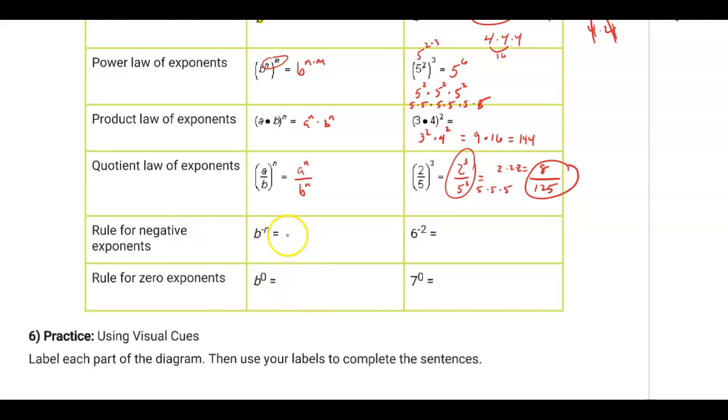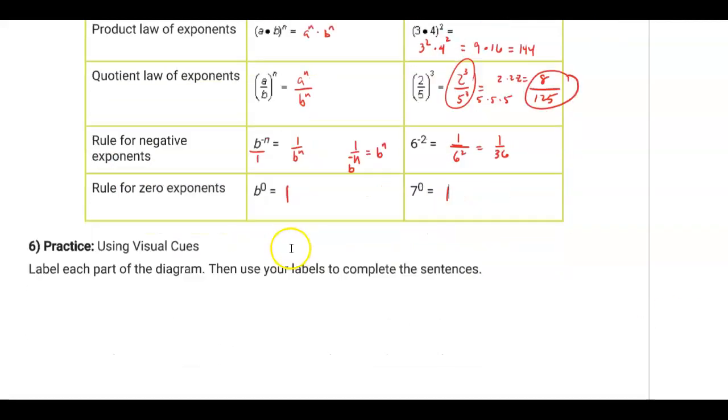If I have a negative exponent, if that negative exponent is in the numerator, I can bring it down below. If it was in the denominator, I can bring that up to the top, and if I move it down, the exponent becomes positive. If I move it up, the exponent becomes positive. So 6 to the negative 2 is the same as 1 over 6 squared, which is 1 over 36. And anything to the 0 power is just 1.